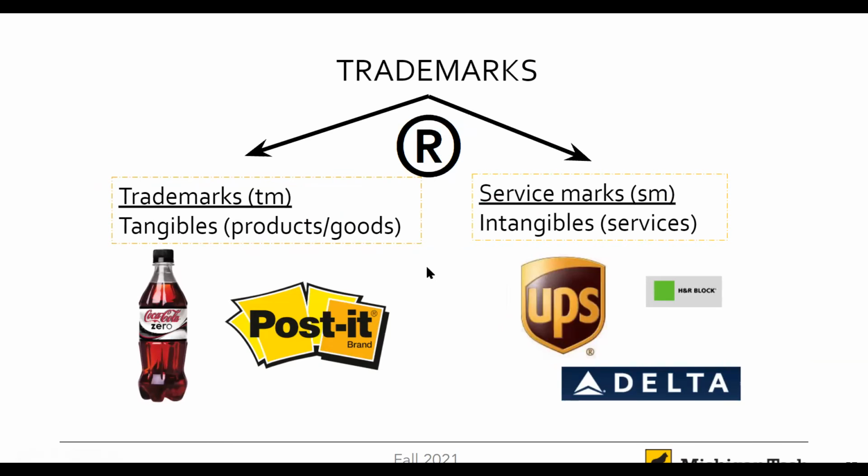So when we talk about trademarks as a whole, what we're talking about is goods, which are tangible, and services, which are intangible. So I mentioned that USPS brown, Coca-Cola has a trademark. We talked about that before. Delta, it's a service. H&R Block, also a service. Post-it.